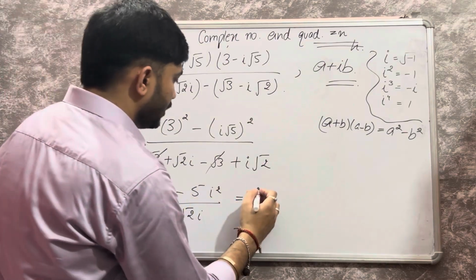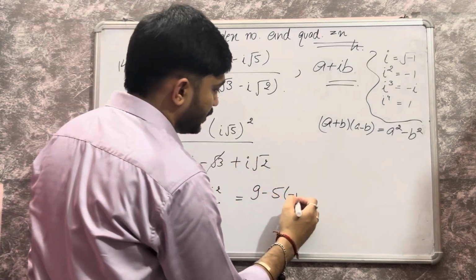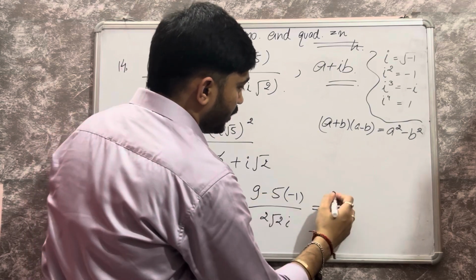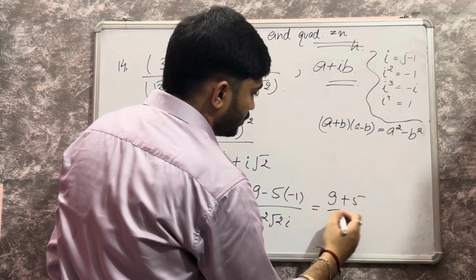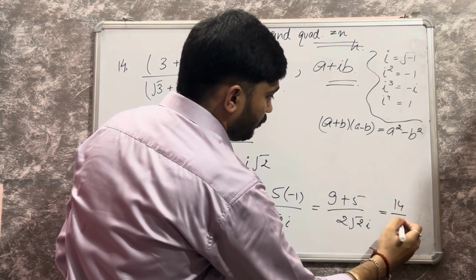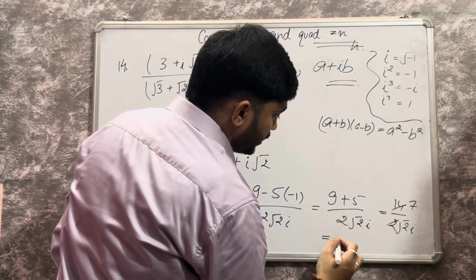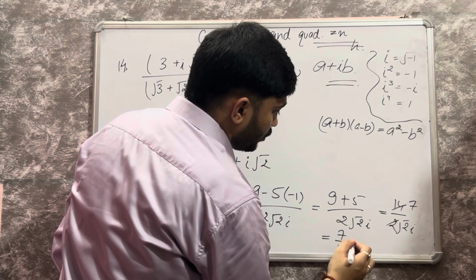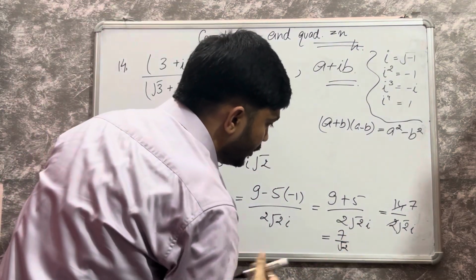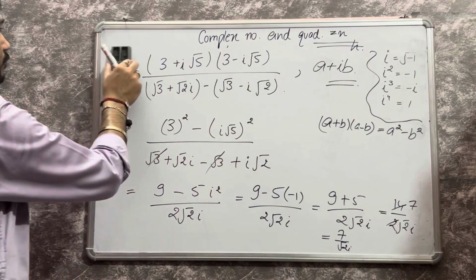Here substitute the value of iota square as minus 1, so 9 minus minus 5 becomes plus, and we are left with 2 under root 2 iota in the denominator. 14 by 2 under root 2 iota. You can divide this by 2, so we will get the answer 7 by under root 2 iota. You can leave this question here. Iota is in the denominator. You can leave this question here, you will get the full marks.